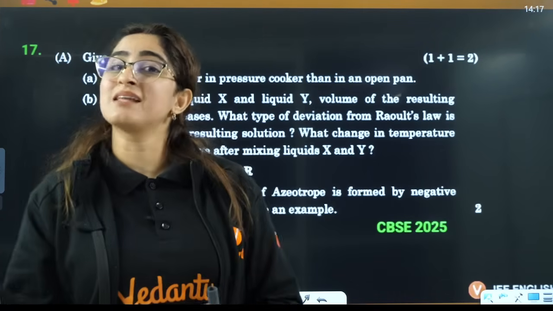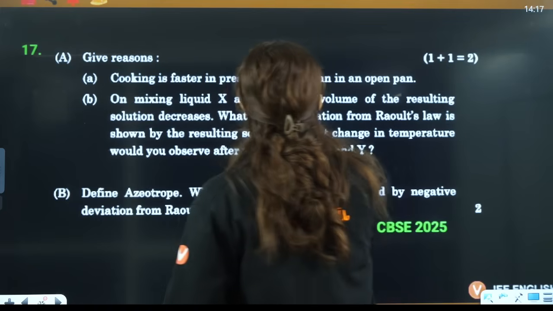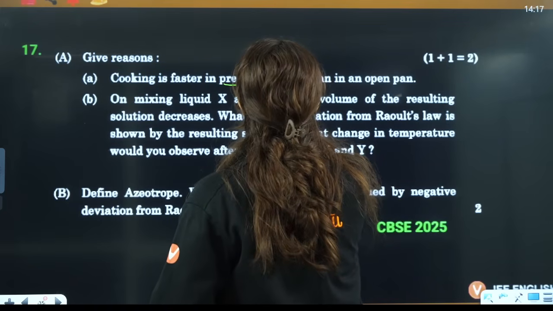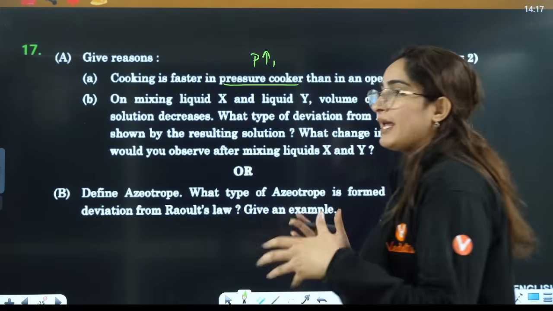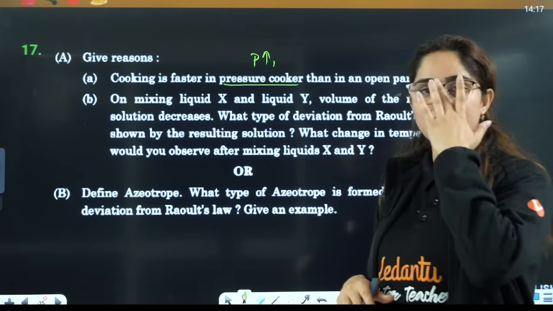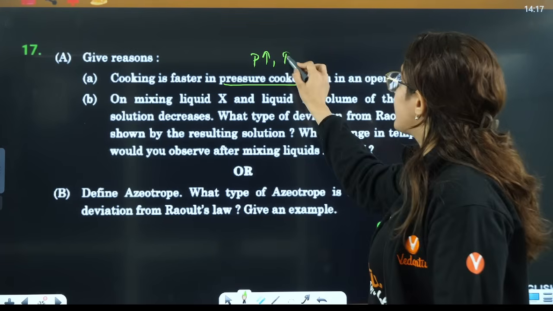Why? Because inside the cooker, there is pressure. That means pressure is more. And when the pressure is high as compared to the atmospheric pressure, the boiling point also rises.